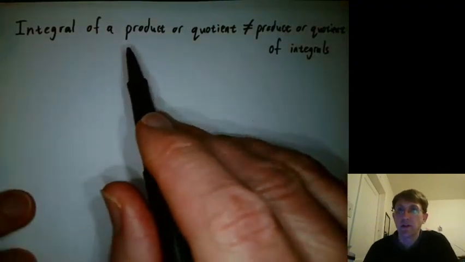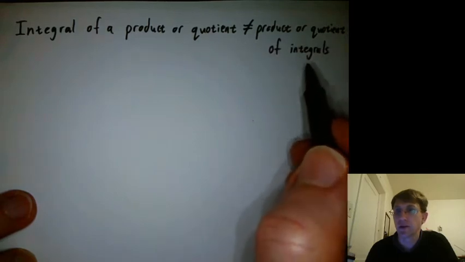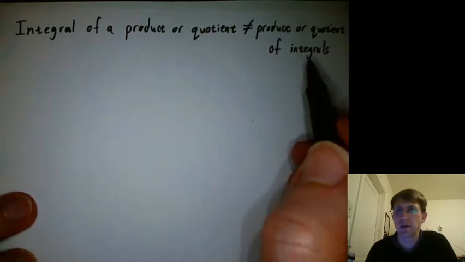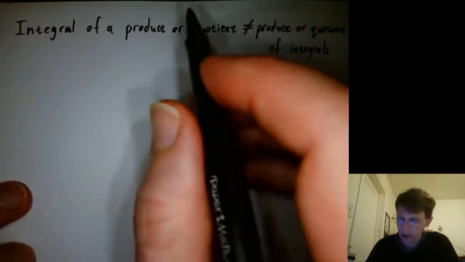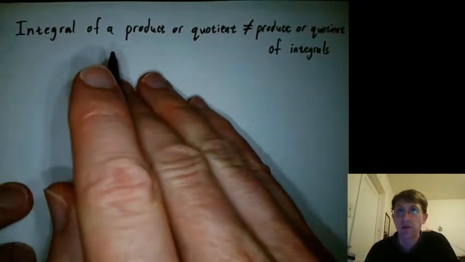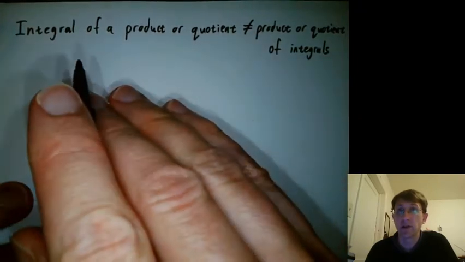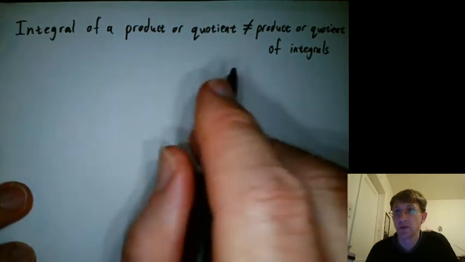We just said the integral of a product or quotient of functions is not the product or quotient of the integrals, at least usually. I wonder if you can ever find a case where it is. But anyway, what rule might you hope would be true? The integral of a product or quotient doesn't work out nicely. You might hope that the integral of a sum or difference would be the sum or difference of the integrals.